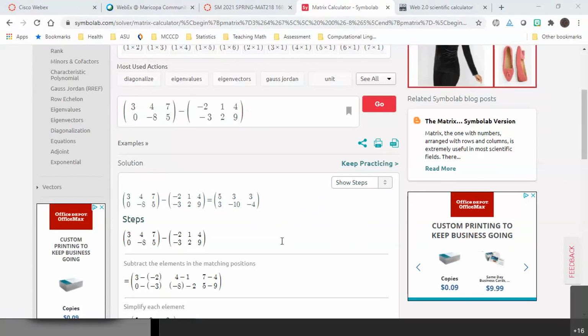So I personally like this calculator. I think it's a little easier to use, but let me just see if anybody has questions. Anybody have questions on Symbolab? Okay. Pretty much pick the size and type in your stuff, and you put the operation in there. Okay, good.